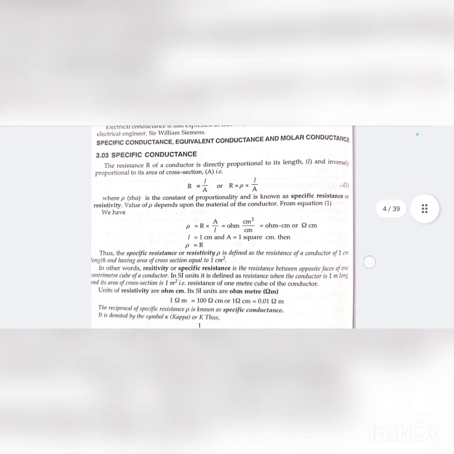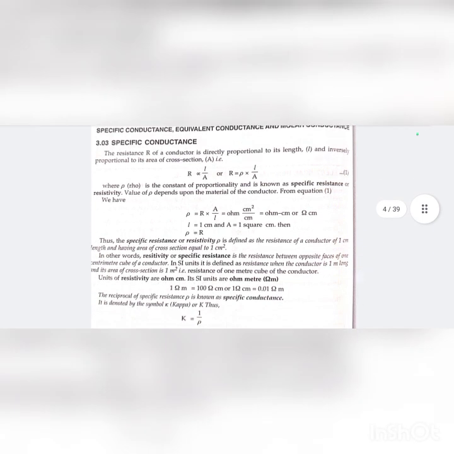Specific conductance. Now next is specific conductance, equivalent conductance and molar conductance. First we will do specific conductance. The resistance R of a conductor is directly proportional to its length and inversely proportional to its area of cross section, where rho is a constant of proportionality and it is known as specific resistance or resistivity. The value of rho depends upon the nature of the material of the conductor.